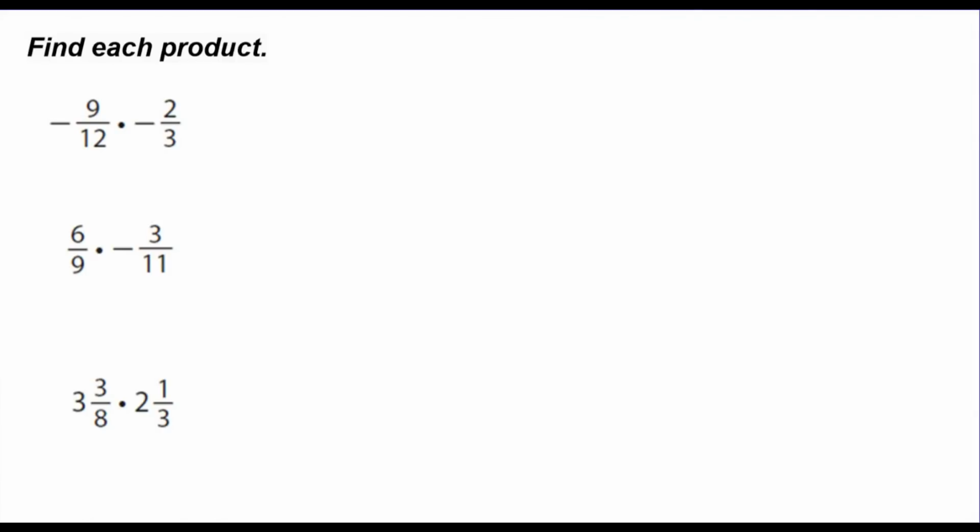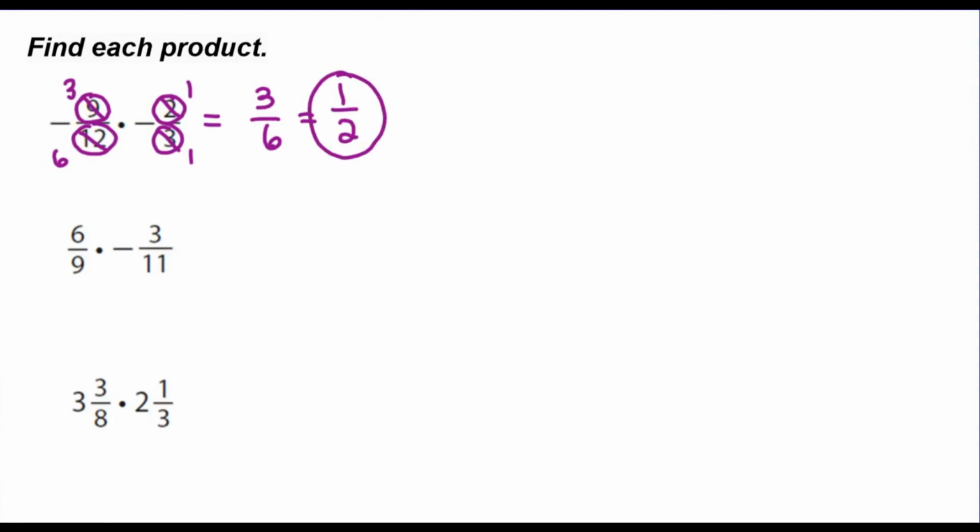A negative times a negative is going to be a positive, so I know that my result is going to be positive. I notice that I've got some common factors here. 2 and 12 have a factor of 2. So if I divide these both by 2, I get 1 and 6. And then these have a common factor of 3. And if I divide them by 3, I get 1 and 3. And that's going to give me 3/6, which is 1/2, positive 1/2, since it was a negative times a negative.